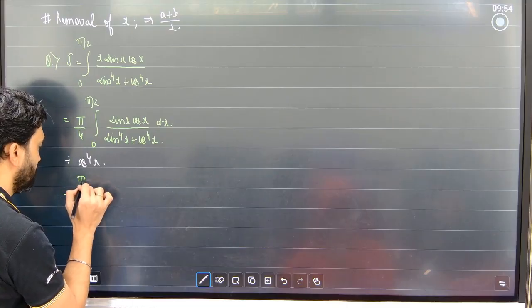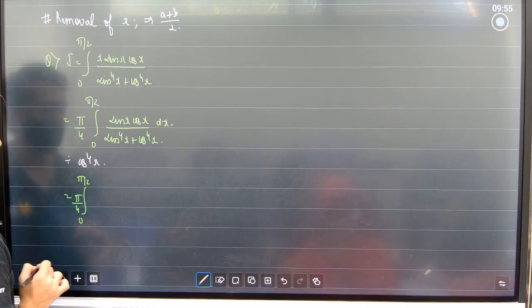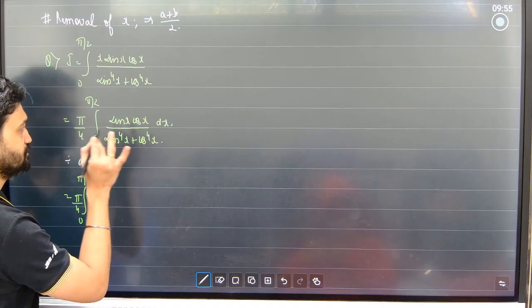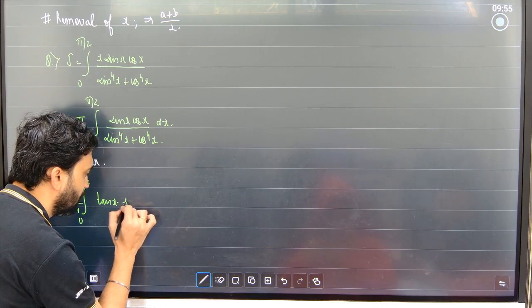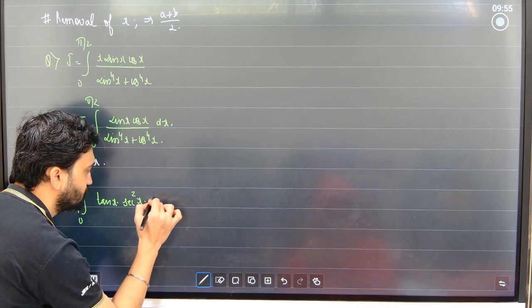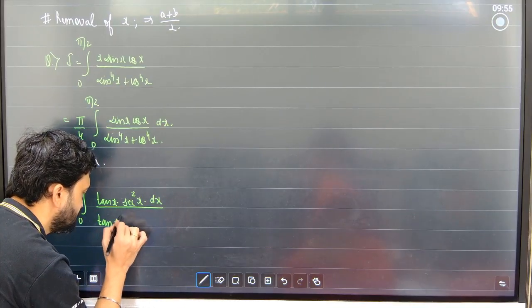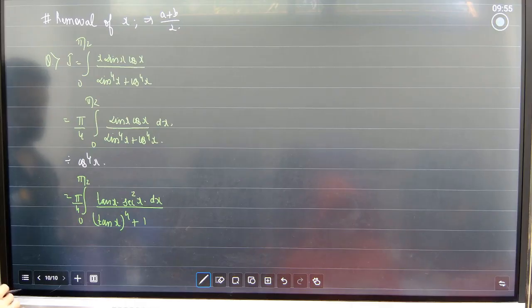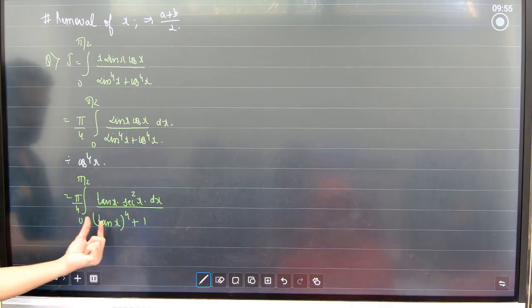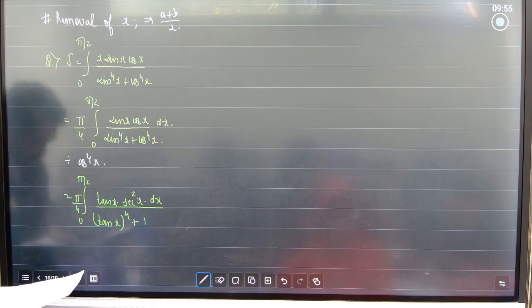0 to pi by 2, in place of x, pi by 4. I'll divide by cos raised to 4x. So I'm left with tan x into sec square x dx upon tan x the whole raised to 4 plus 1. Okay. So if I solve this, the derivative of tan x is sec square x, but if I take tan square x as t, that will become easier.